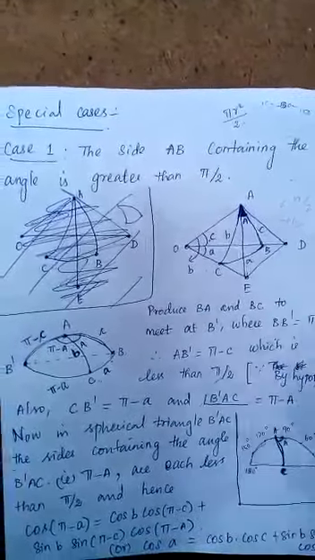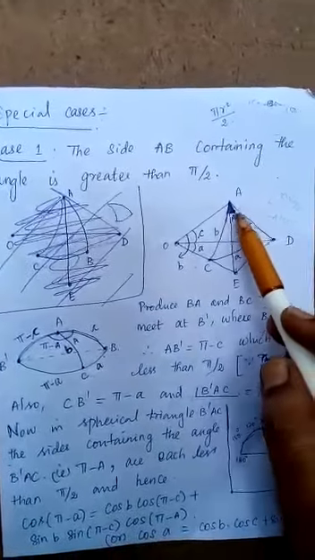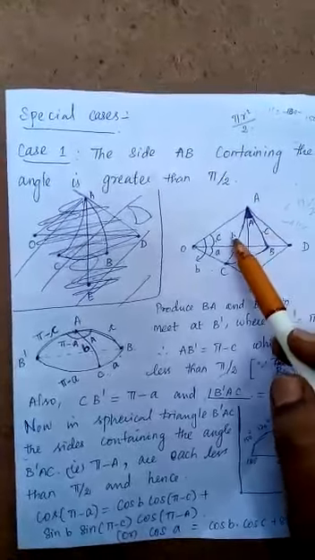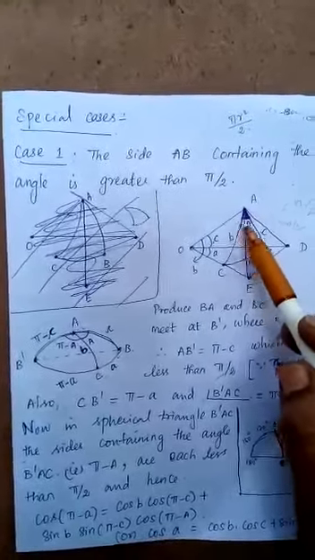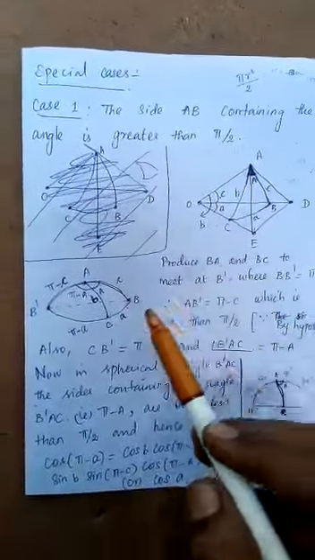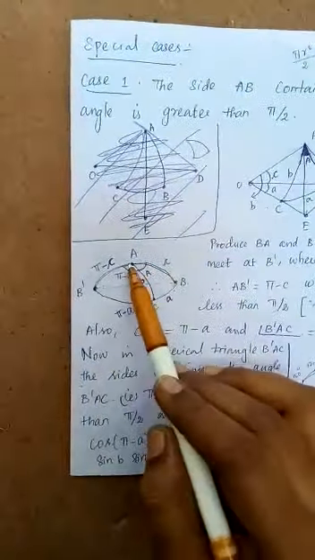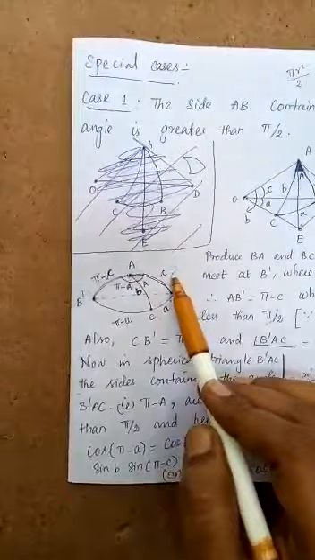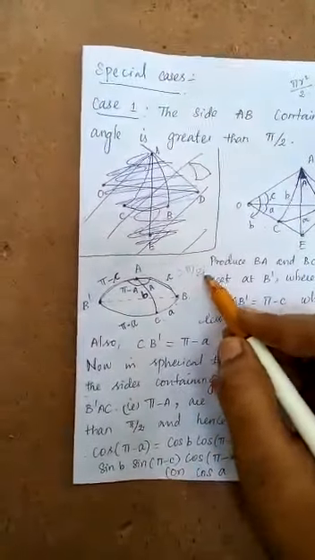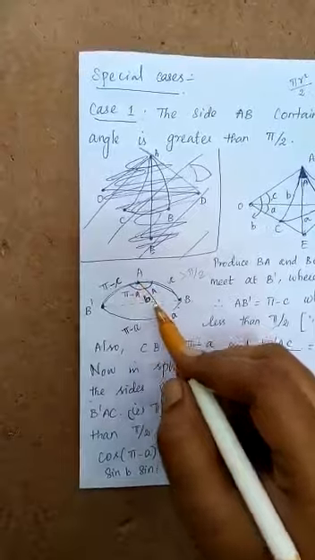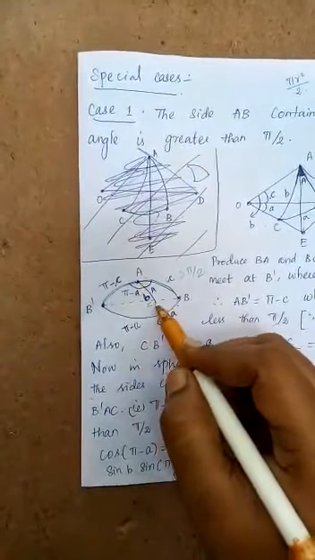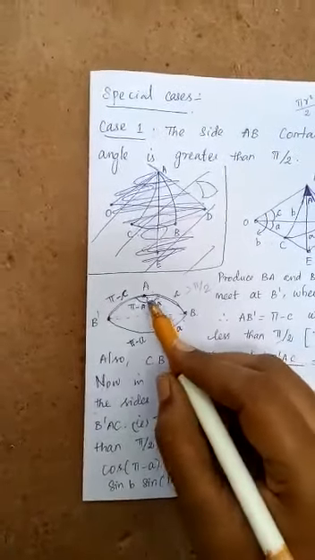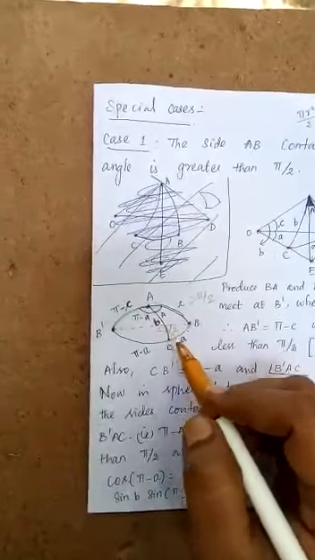Case 1 is that the side AB containing the angle A is greater than pi by 2, that is, this side AB is greater than pi by 2, and this side AC is less than pi by 2. In this figure of the spherical triangle ABC, this side AB, that is side c, is greater than pi by 2 and this side AC is less than pi by 2.